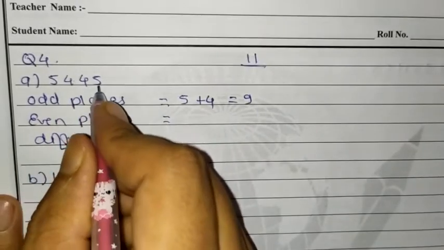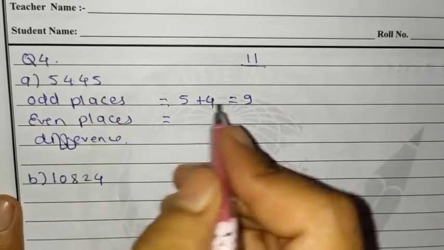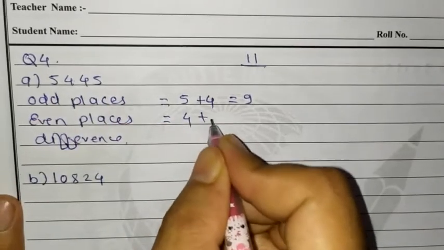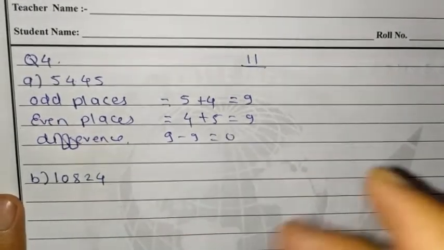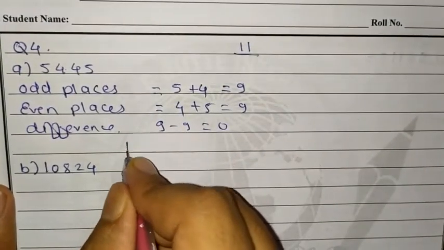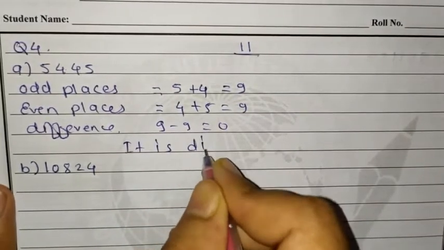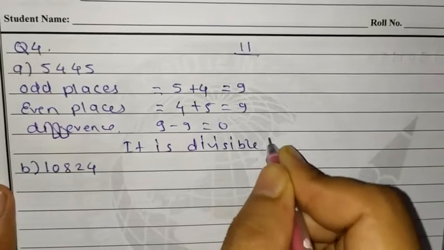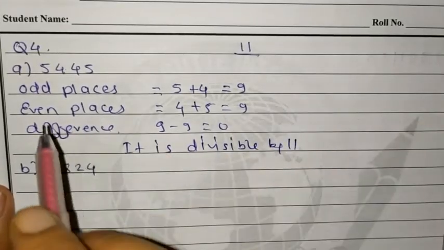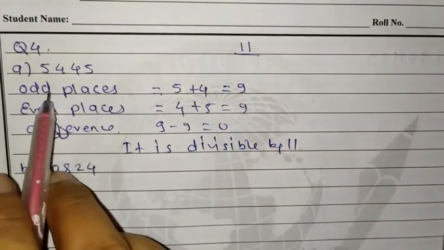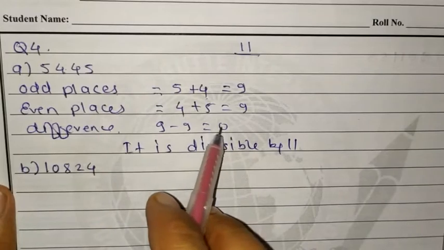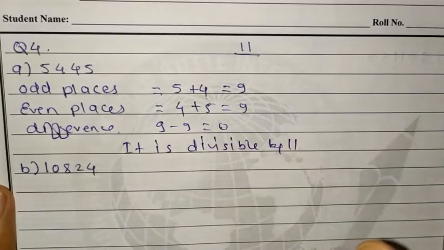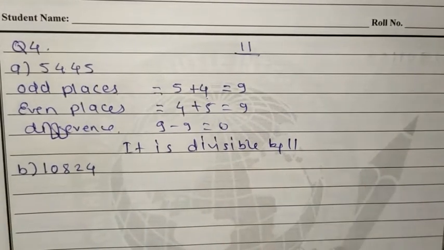Then even places from the right hand side, this is the second place, so you write 4 and then here 5, so it is 9. So their difference is 9 minus 9 is 0. So you can say here it is divisible by 11. And here I tell you, whenever you check by 11, first you do the addition of odd places, then even places, then the difference. If it is coming 0 or 11 or 22, 33 like that, it means it is divisible by 11.